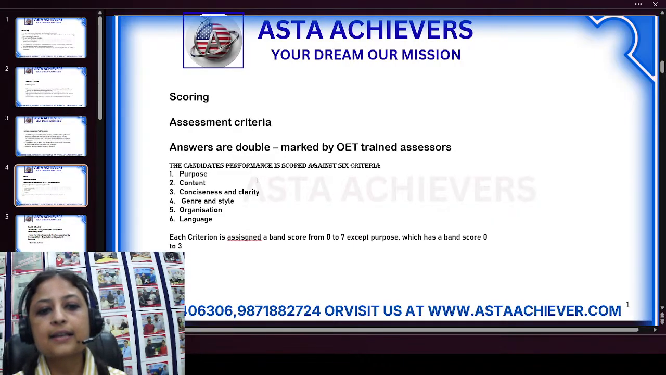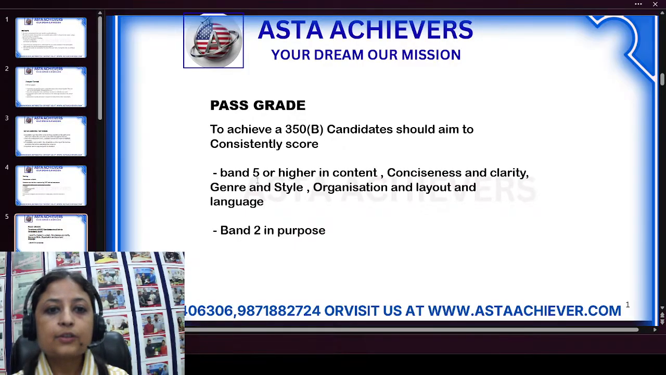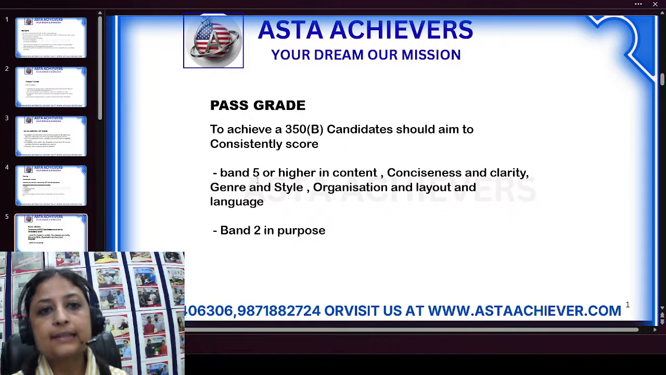So each criteria is assigned a band score from 0 to 7, except purpose, which has a band score from 0 to 3. Then pass grade: to achieve a 350 score, candidates should aim to consistently score band 5 or higher in content, conciseness and clarity, genre and style, and even organization and layout. But in case of purpose, at least 2 out of 3 needs to be scored so that a candidate can get 350 marks in the exam.